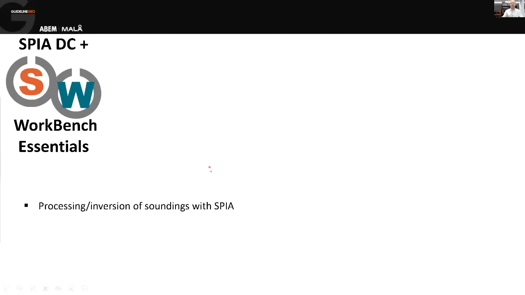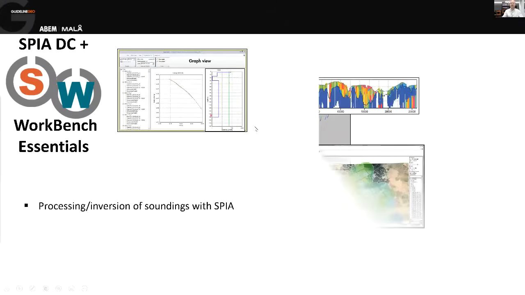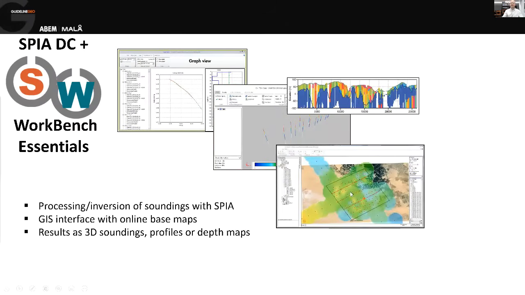If we then also add in Workbench, well, then we can take our soundings that we've processed in SPEAR and we can place them into the map in Workbench, and then we can actually do 2D profiles that do what's called a spatially constrained inversion or a laterally constrained inversion, that allows us to build a block of data from those 1D soundings, which is better than just interpolating between them.